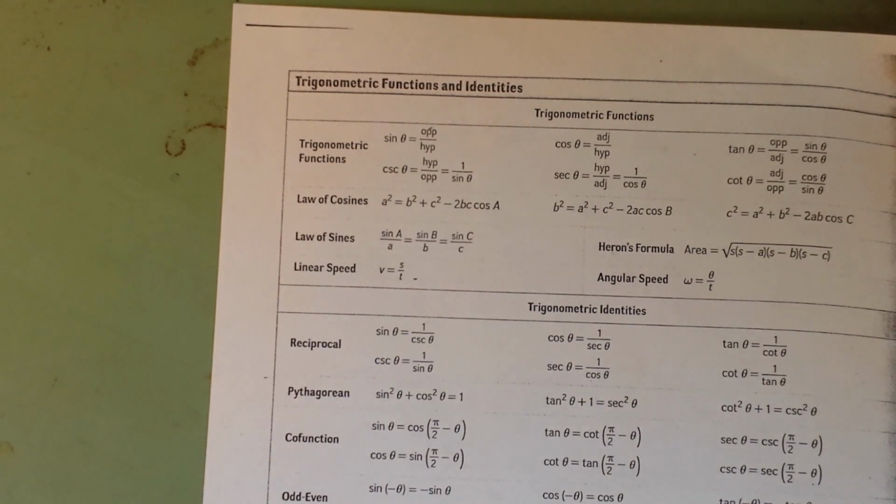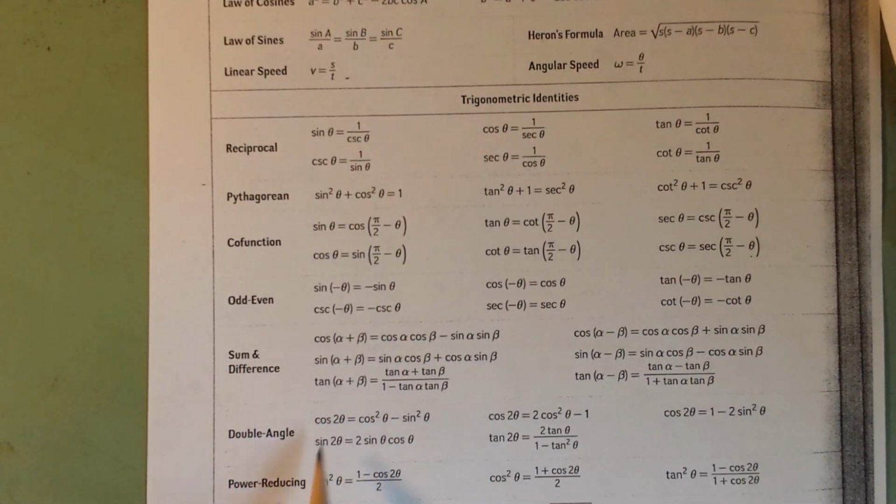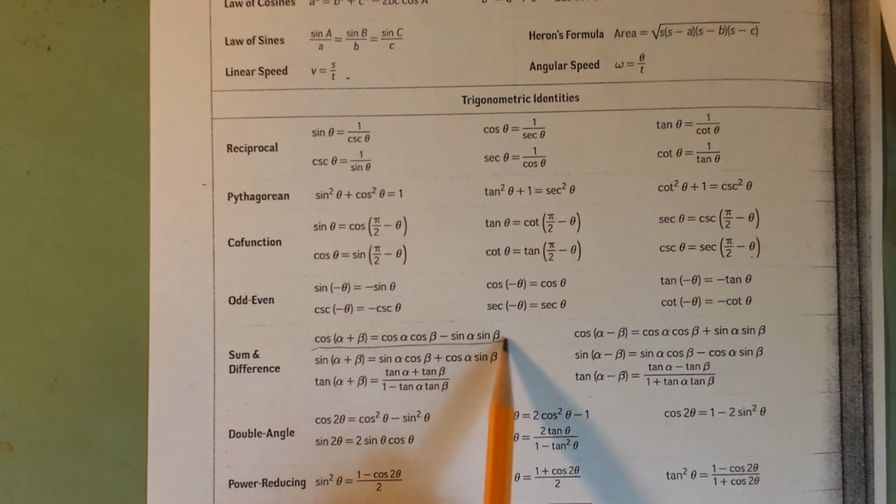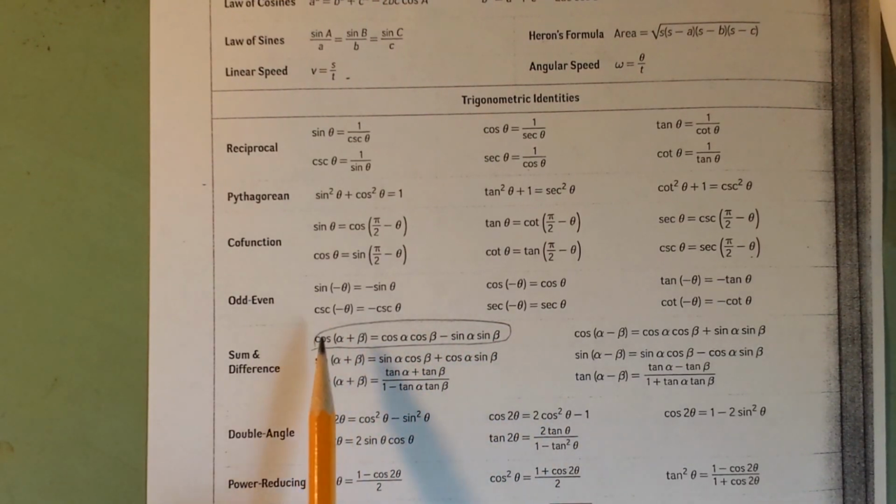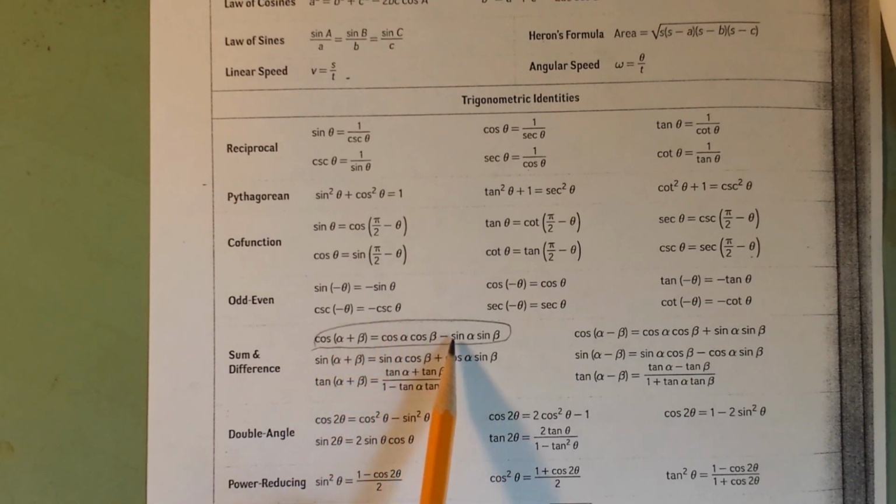Alright, sum and difference formulas. Cosine of a sum, there it is, right there. That's the formula we're going to use. So cosine is cosine, and there's a minus sign in there. All right.